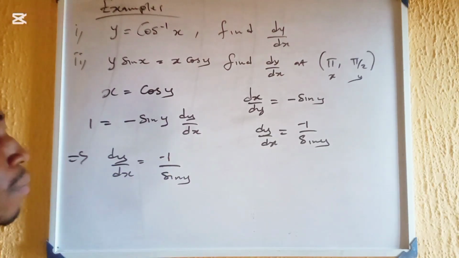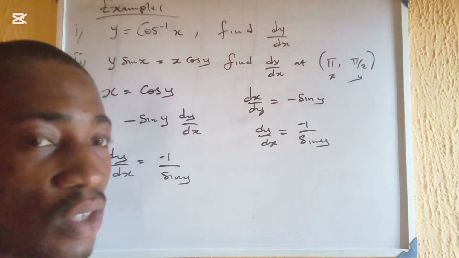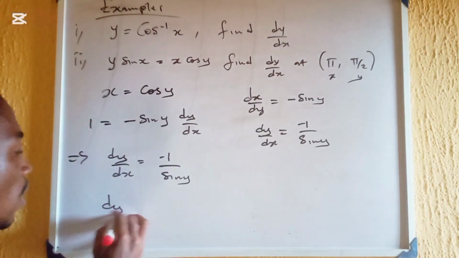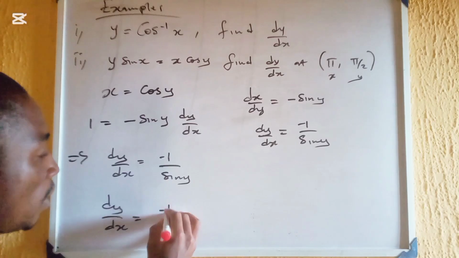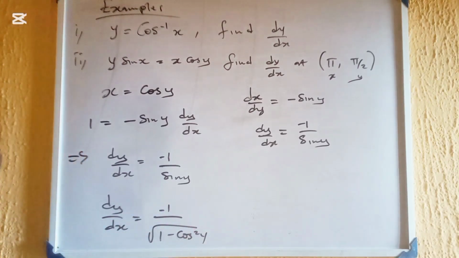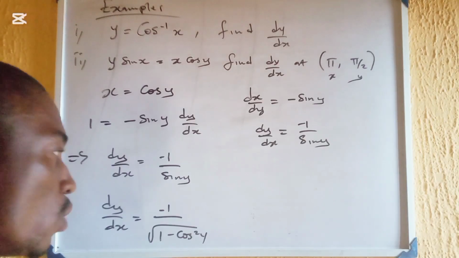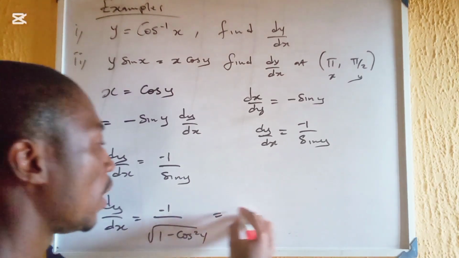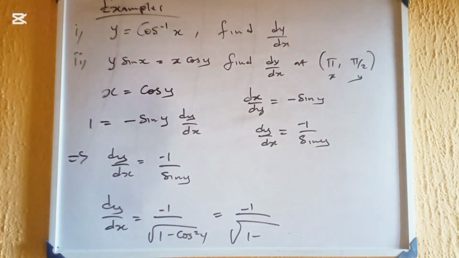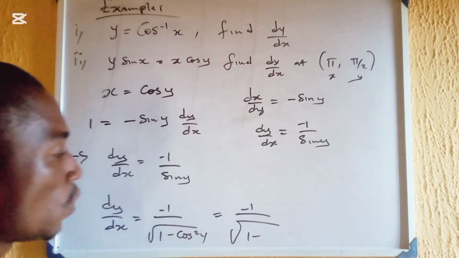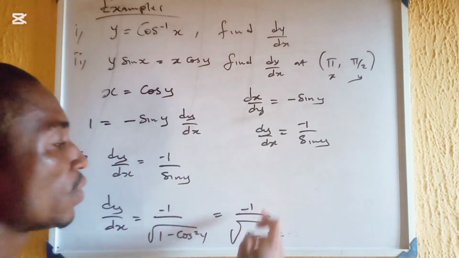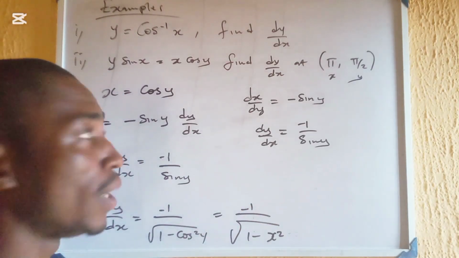But remember that sin y is the square root of 1 minus cos² y. So in that case, dy/dx is equal to minus 1 over root 1 minus cos² y. That's from sin² y plus cos² y equal to 1. That's where you get this from. And we're having minus 1 over square root of 1 minus cos² y, and cos y is x. So substituting for cos y, we're having x squared. So dy/dx is equal to minus 1 over square root of 1 minus x squared.